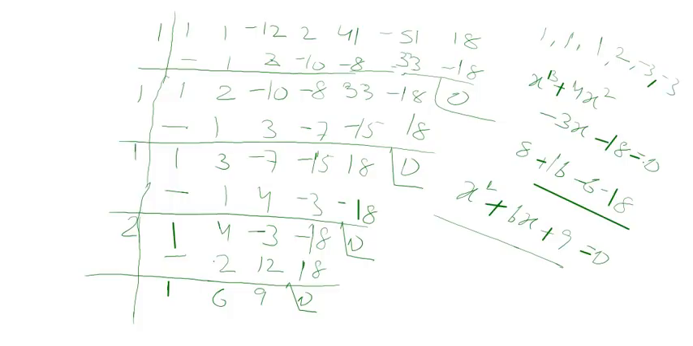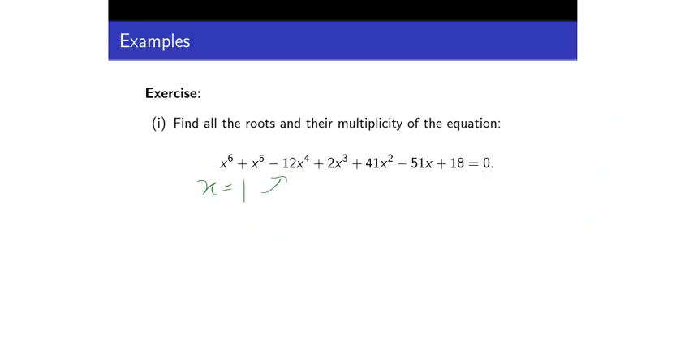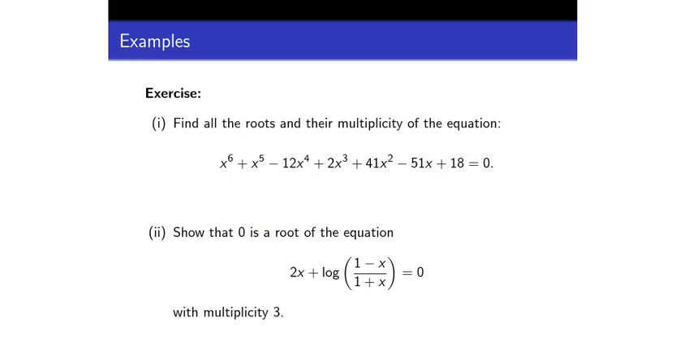So you have all the 6 roots here. 1 is a root of multiplicity 3, 2 has multiplicity 1, a simple root, and minus 3 is a root with multiplicity 2. This is how you follow this problem, right? Okay, what about the next? The next problem is: show that 0 is a root of the following equation.